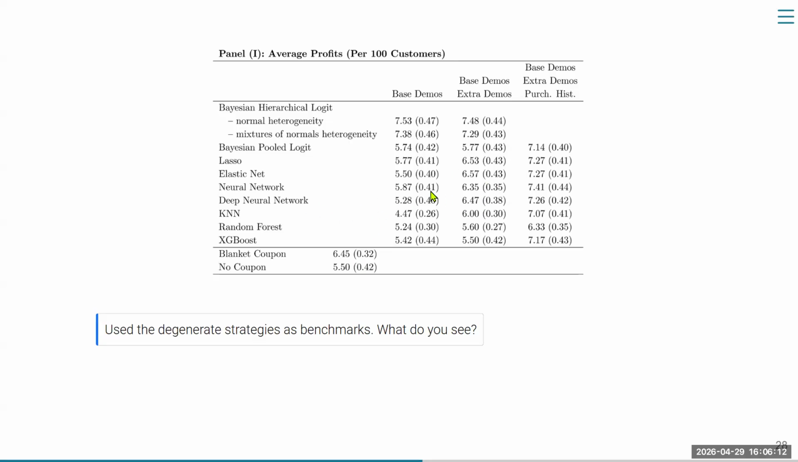And the deep neural network and the neural network also are competitive with the benchmarks, but some of the other machine learning frameworks are still doing poorly. And then once we train the models on the purchase history data, now most of them are doing better. The random forest is still losing to the blanket coupon, but everybody else has become profitable. And I think the logit models are doing a bit better than the machine learning frameworks, but not a large difference.